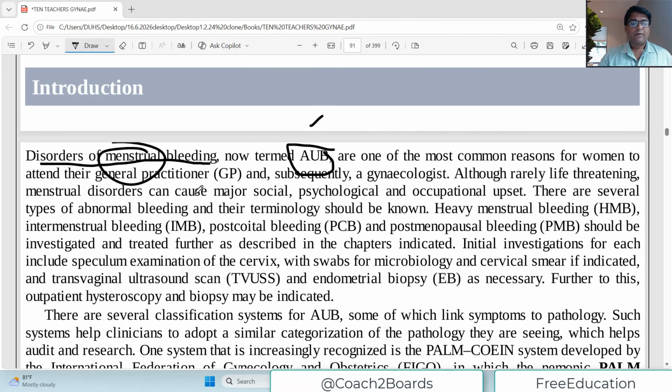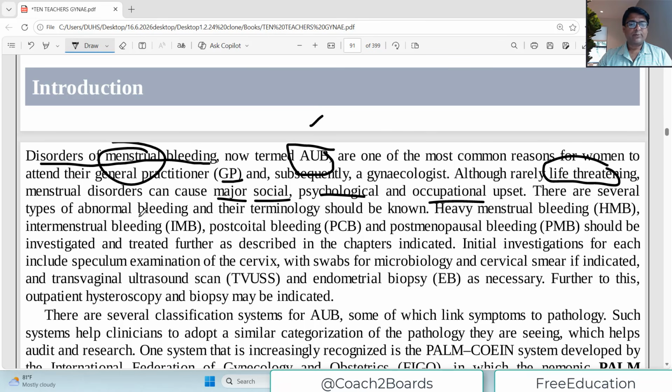These are one of the most common reason for women to attend the general practitioner, and obviously हमारे setups में not all the women directly approach the gynecology consultant on the first visit. They usually go to their GPs first. So this is how it begins. And although rarely life-threatening, menstrual disorders can cause major social, psychological, occupational upset. Life-threatening abnormal uterine bleeds can happen, but they are not very common. However, females do notice if there is something abnormal going on, and they do visit their GPs. Heavy menstrual bleed hai ya painful bleed hai, things like that, right? So this is something that females pick up very early on, and usually they consult.